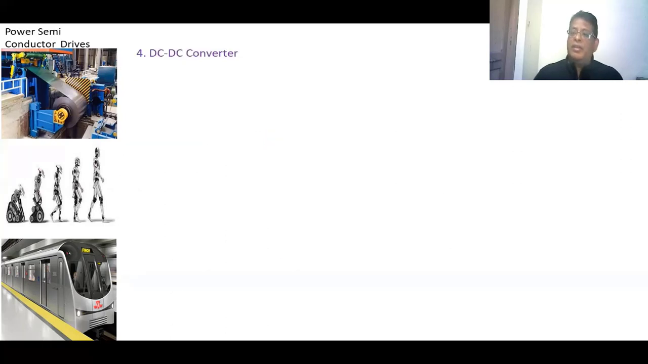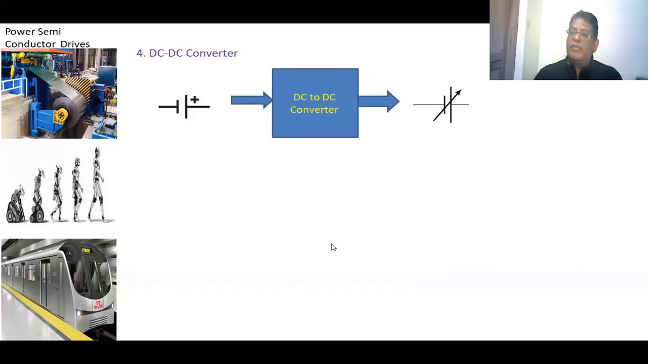DC to DC converter. Suppose the available supply is a DC supply and the motor is a DC motor, then it requires a variable DC voltage to control the speed of the motor. Then you have to go for the DC to DC converter.